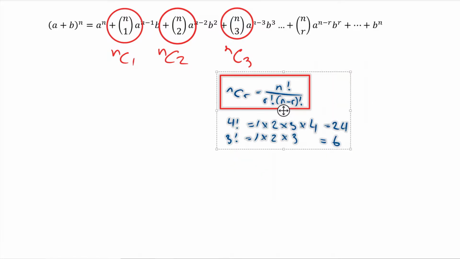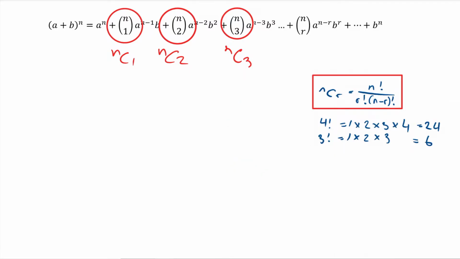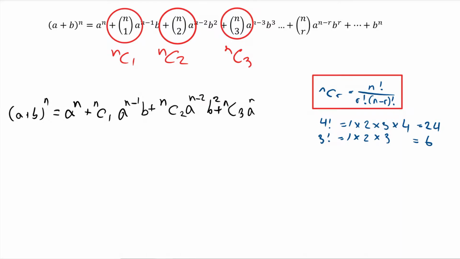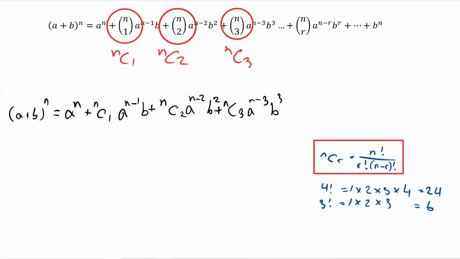So now with this knowledge in hand, we can now rewrite our equation as (a + b)^n equals a^n plus nC1 times a^(n-1) times b plus nC2 times a^(n-2) times b squared plus nC3 times a^(n-3) times b cubed. And we can keep going on and on until we reach essentially nCn multiplied by a to the power of n minus n times b to the power of n.